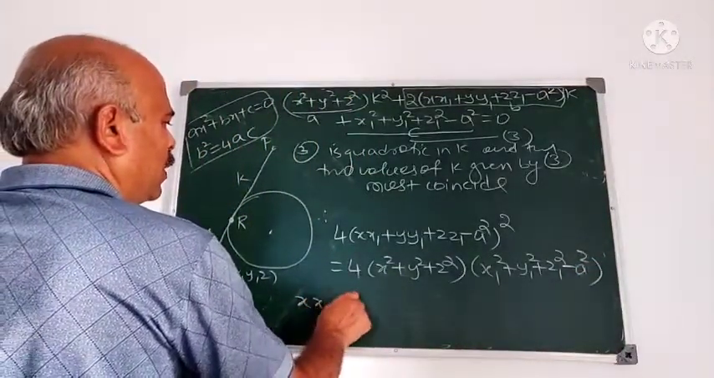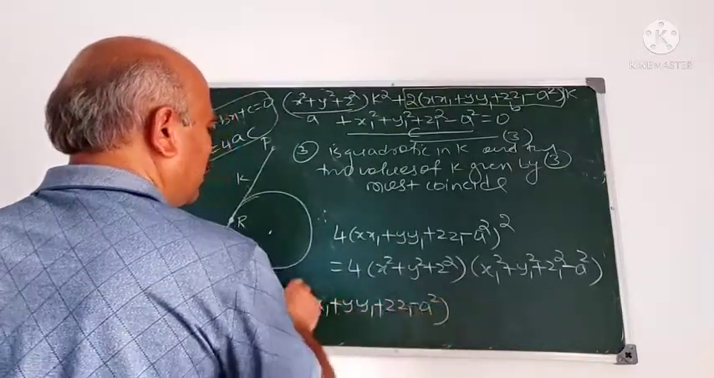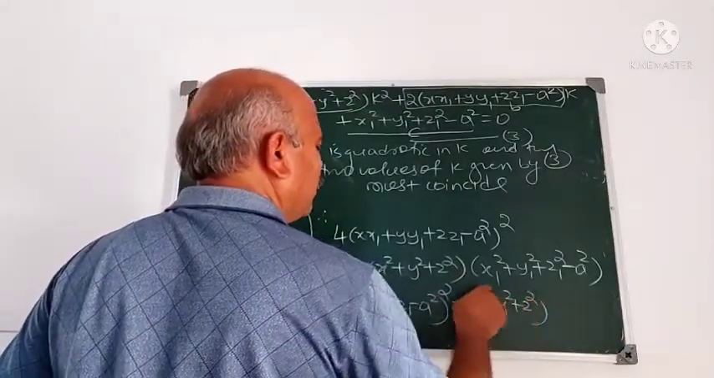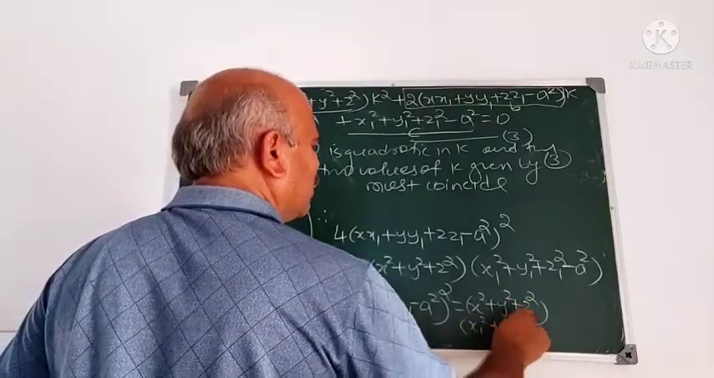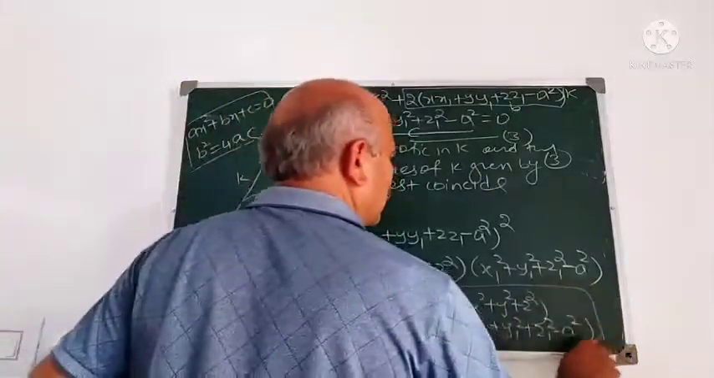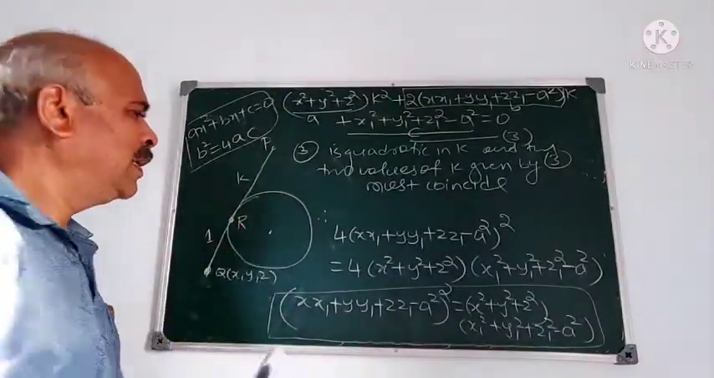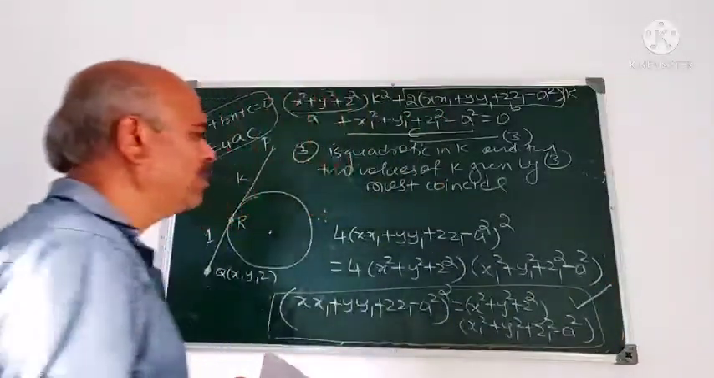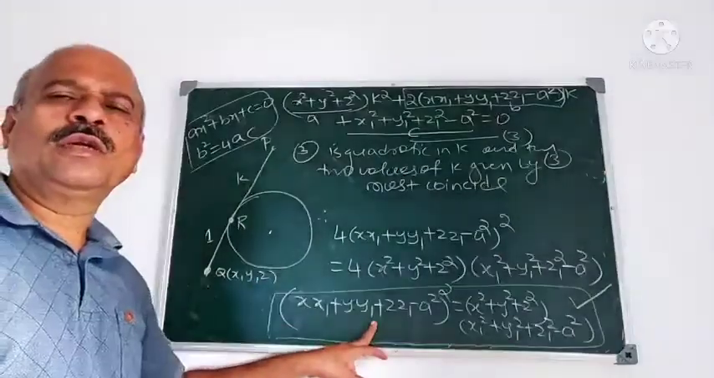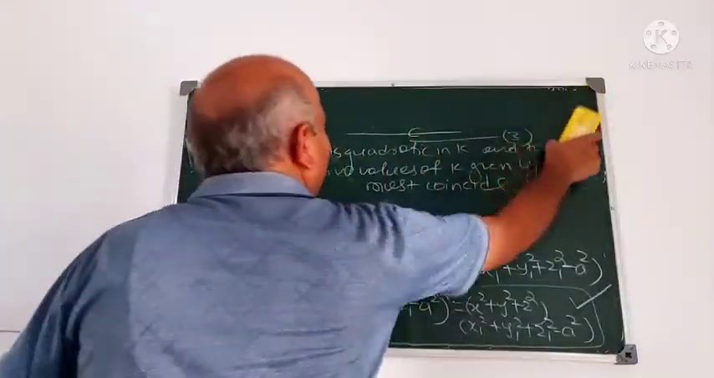Or (x x1 plus y y1 plus z z1 minus a square) whole square is equal to (x square plus y square plus z square minus a square) into (x1 square plus y1 square plus z1 square minus a square). Now this is the condition for the 2 points of intersection to coincide, and this gives the equation for the locus of the tangent line, and this is therefore the equation of the enveloping cone.